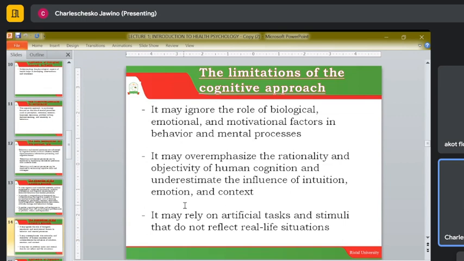Now, such emotional changes, if they make you forget something, however, the cognitive approach, since it focuses on memory, if you forget something, it will say your memory is weak. Yet, there is a case of emotion that might have caused you to forget something. That becomes a limitation. Thirdly, it may rely on artificial tasks and stimuli that do not reflect real life situations.